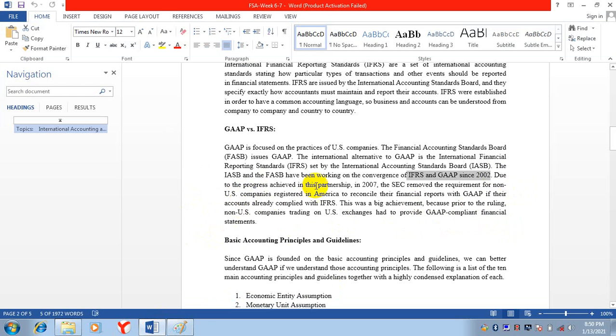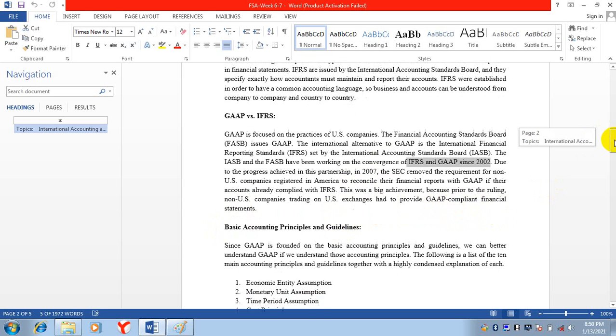Due to the progress achieved in the partnership in 2007, the SEC removed the requirement for non-US companies registered in America to reconcile their financial reports with GAAP if their accounts are already compiled with IFRS. This was a big achievement because prior to the ruling, non-US companies trading on US exchanges had to provide GAAP compliant financial statements. So previously, the non-US companies must follow GAAP, but in 2007 this standard was changed.